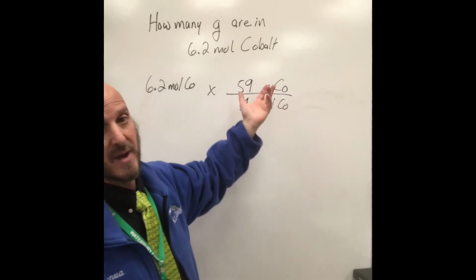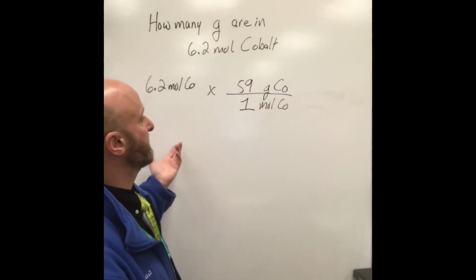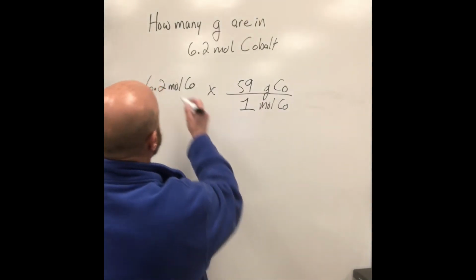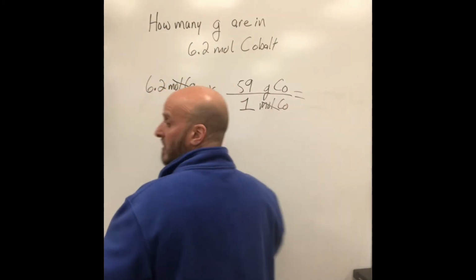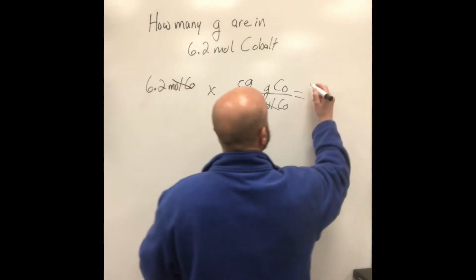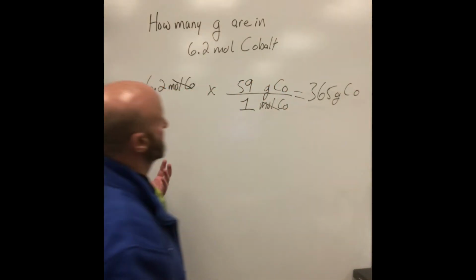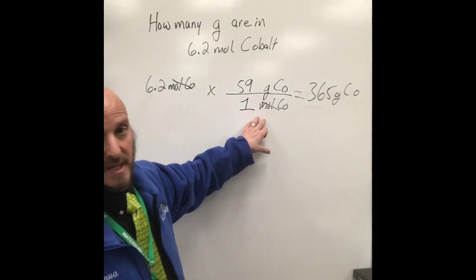Grams, you get that from the periodic table. If you look at cobalt, it's 58.9 grams. We'll just round that to 59 for now to keep the math fairly simple. So right now we just do the math. This crosses out. We have 6.2 times 59, which equals about 365 grams of cobalt. And that's it. So just be careful. Again, wherever mole is, it gets the number 1.